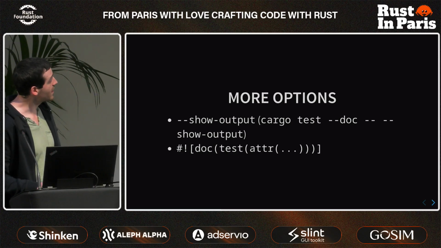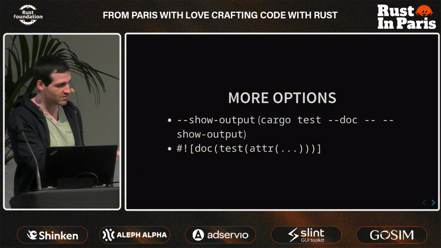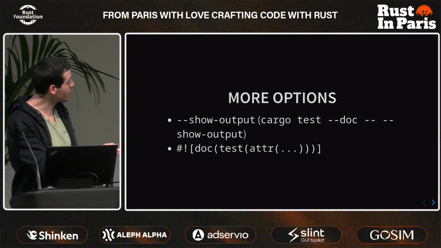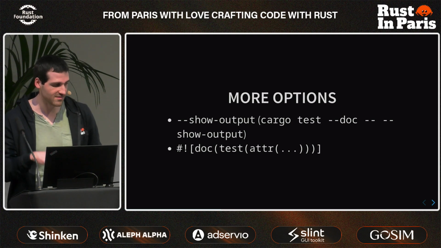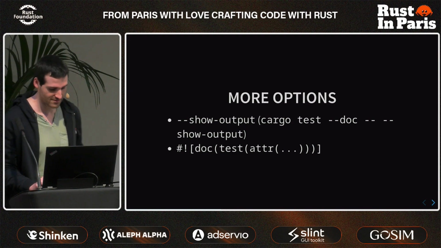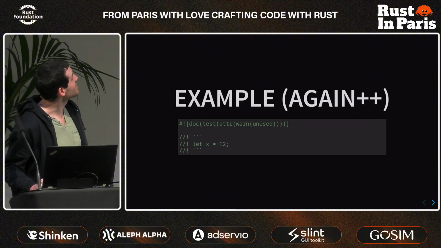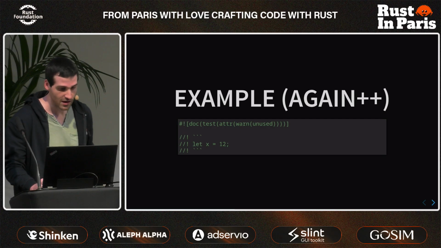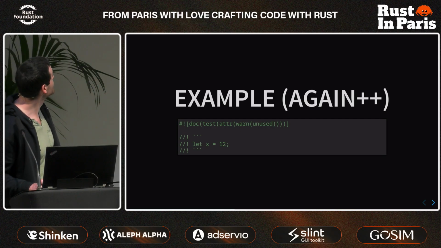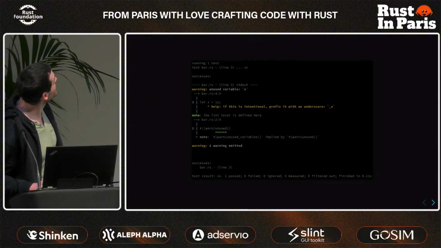And if you want to add an attribute to all your Doctests at once, you can use the attribute I provided on top, so doc, test, attr, and in attr, you put everything you want to add. So again, an example. In this case, we want to warn in case the macro is unused. So if we run that, we will get a warning. Yes. So now we can see the warning and everything.